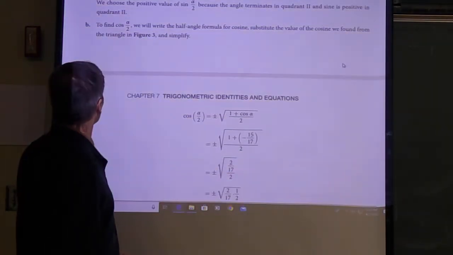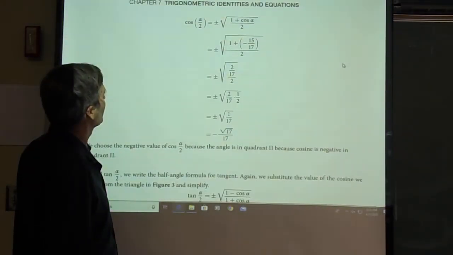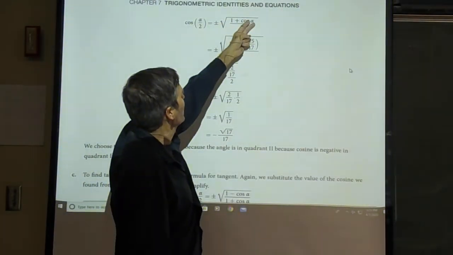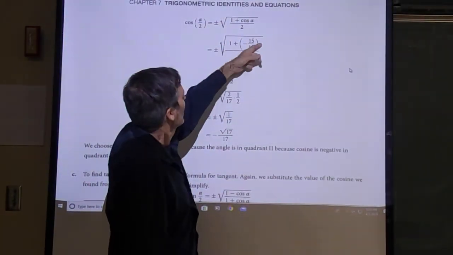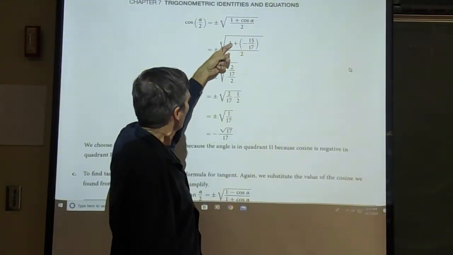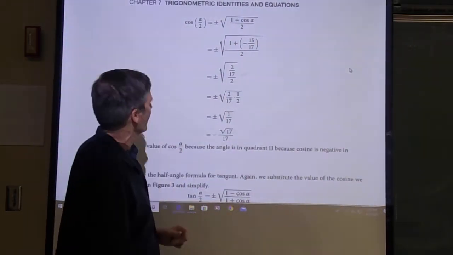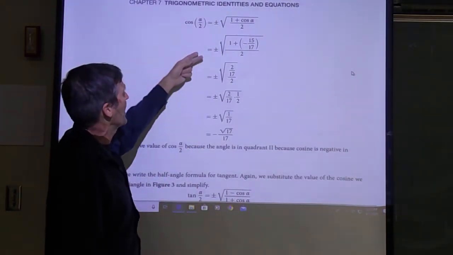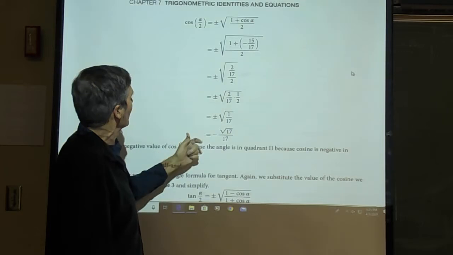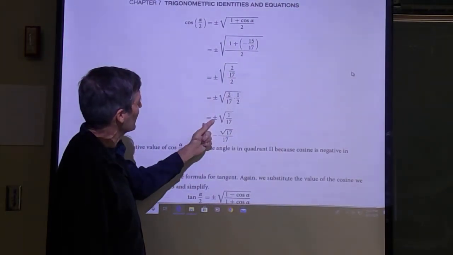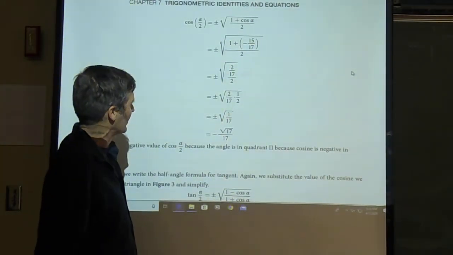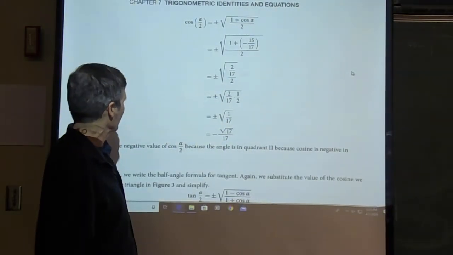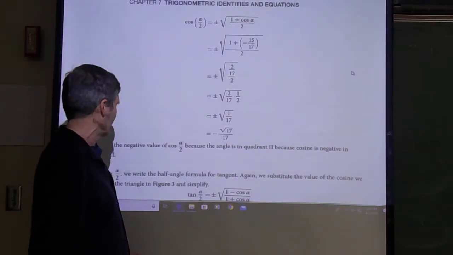Similarly, if we want to evaluate the cosine of alpha over 2, we state the half angle identity like this, plus or minus the square root of 1 plus cosine over 2. Cosine we calculated was minus 15/17. We reduce the fractions and find out that the cosine of alpha over 2 is plus or minus 1/17 under the root. Remembering that alpha over 2 is in the second quadrant, the cosine is actually negative, so this time we put the negative sign and get minus 1 over square root 17, or minus square root 17 over 17 if you rationalize the denominator.